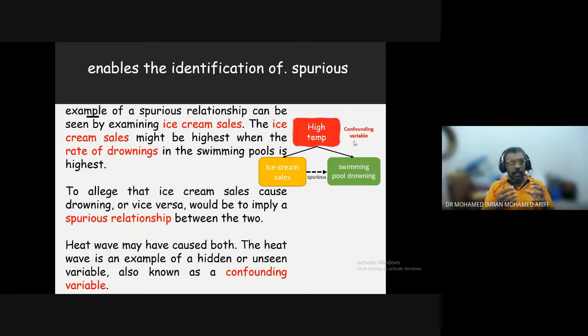So pressure is what causes him to buy something. But actually, he does not need it. But because of the confounding variable, which is the pressure, that's why he buys it. Okay? So to say he buys something from Shopee because of Shopee is wrong, because there is another variable which forces him to buy it. So the heat wave here causes both. The heat wave is an example of a hidden or unseen variable. This is always happening. This is something unseen.